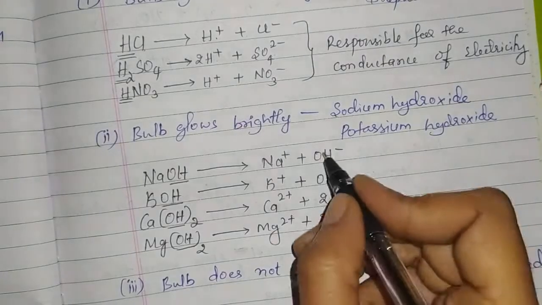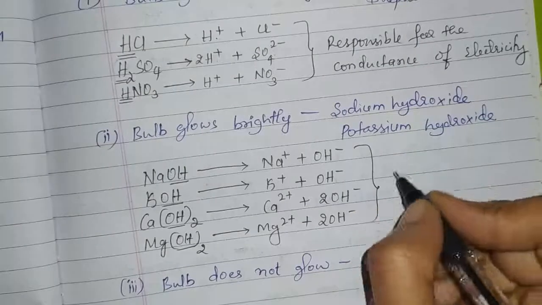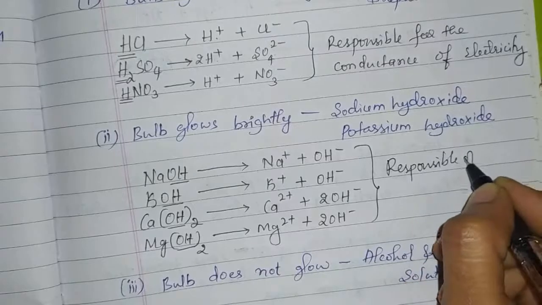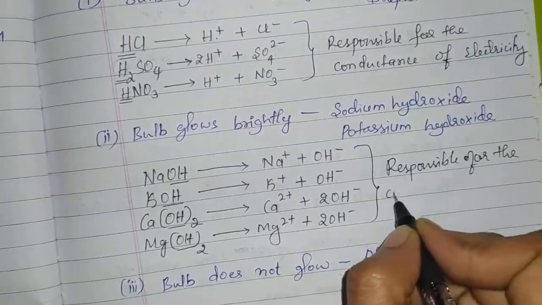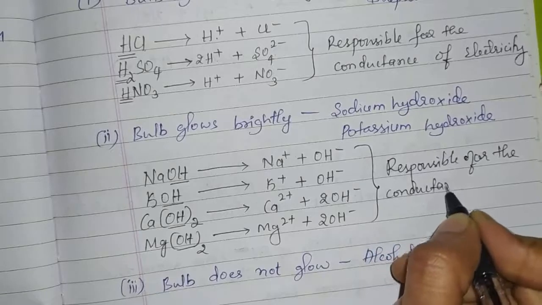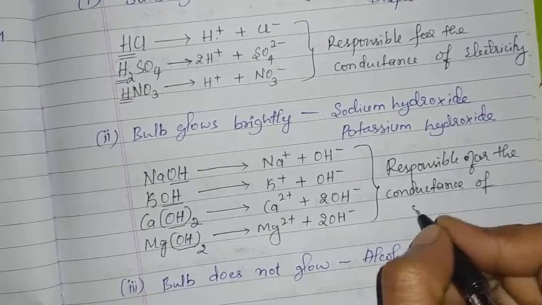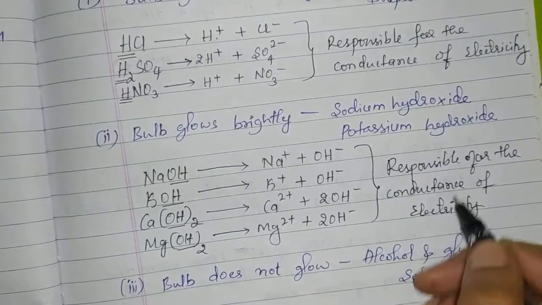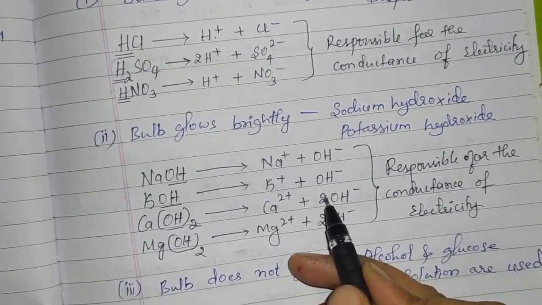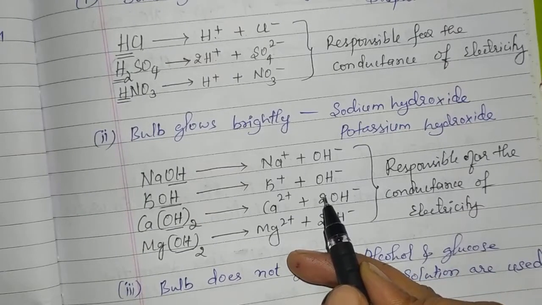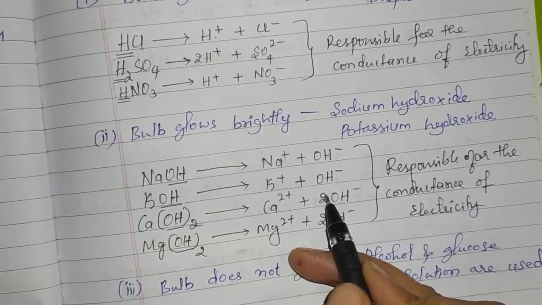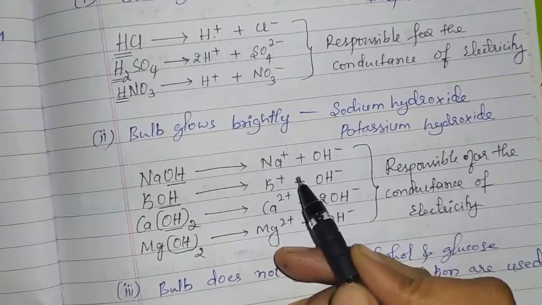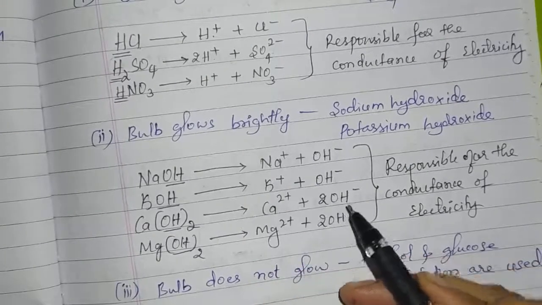These ions are responsible for the conductance of electricity. When external current is provided, or when we switch on, these ions will flow from one place to another place. While moving, they will conduct the electricity.